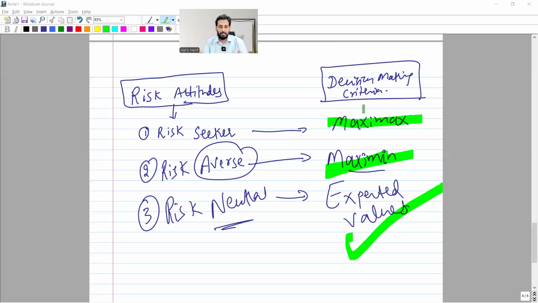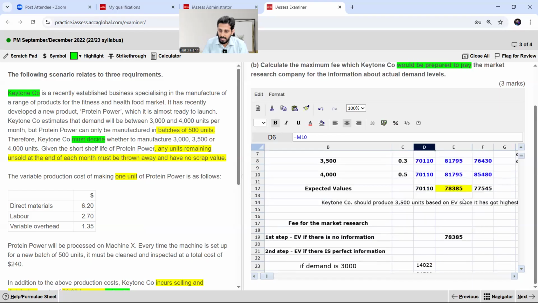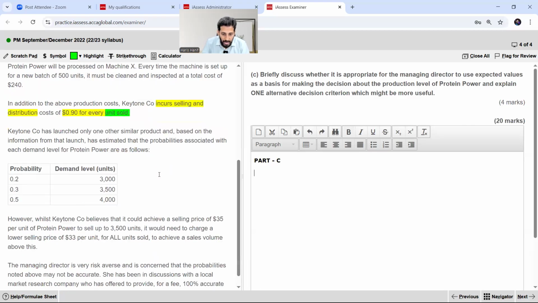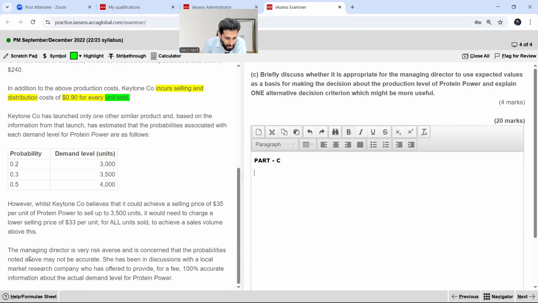So Maximax and Maximin and expected values we all know. Since I have explained that, the question is something else here. We have to relate it with this particular case study. So this is my part C. Now we have to study this.